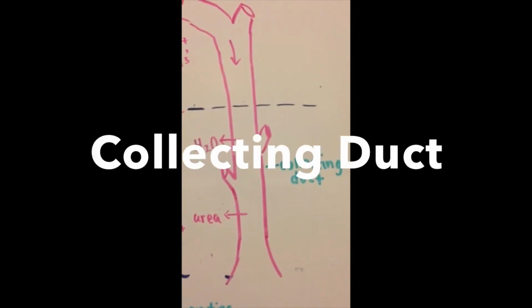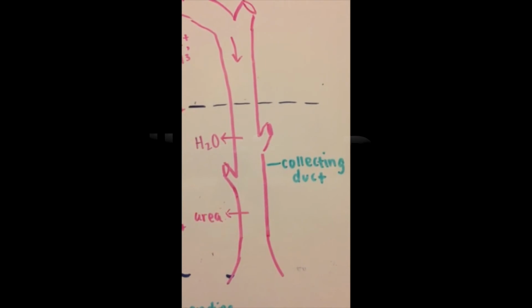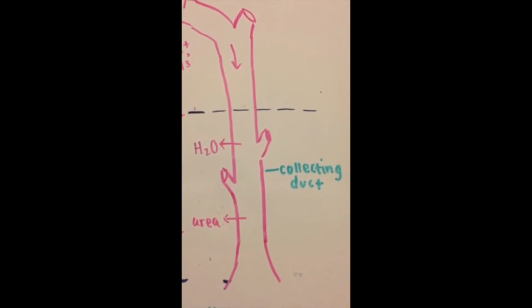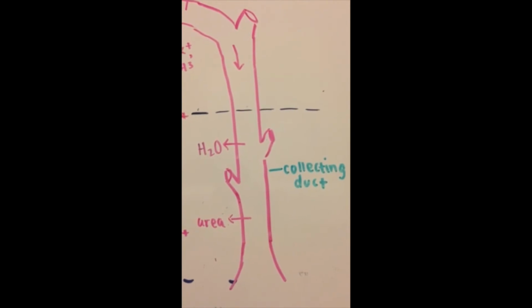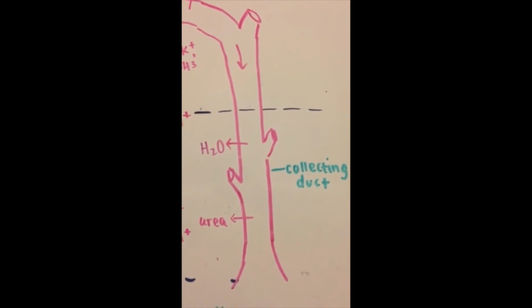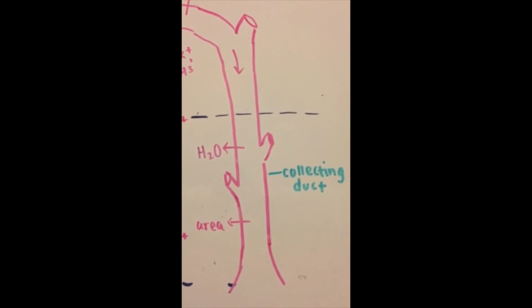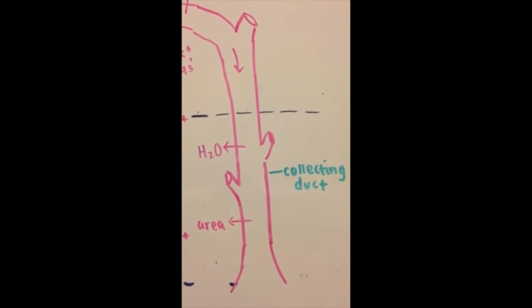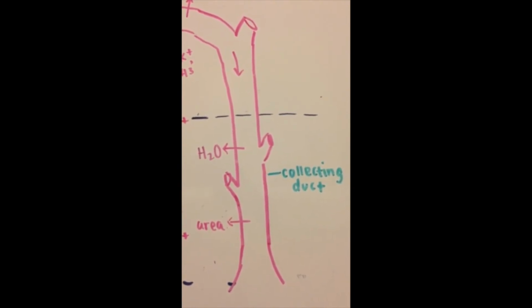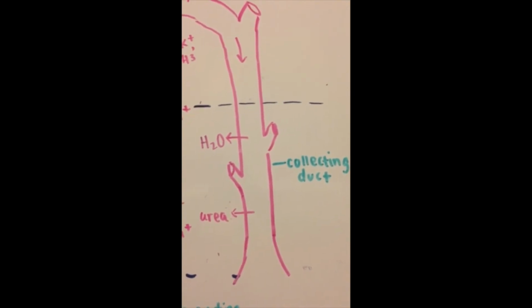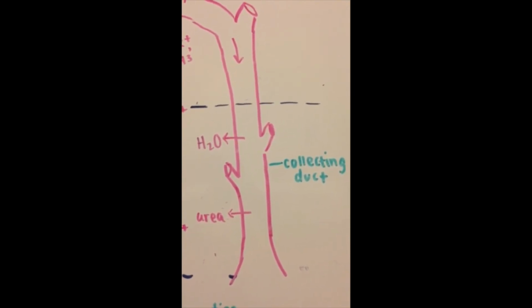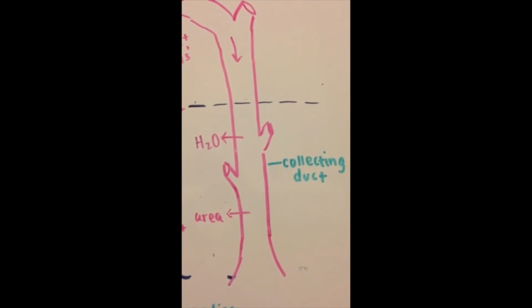The final concentration of the urine will depend largely on the permeability of the collecting duct, which is responsive to both aldosterone and antidiuretic hormone. As permeability of the collecting duct increases, so too does water reabsorption, resulting in further concentration of the urine. The reabsorbed water enters the interstitium and makes its way to the vasa recta, where it re-enters the bloodstream to once again become part of the plasma.